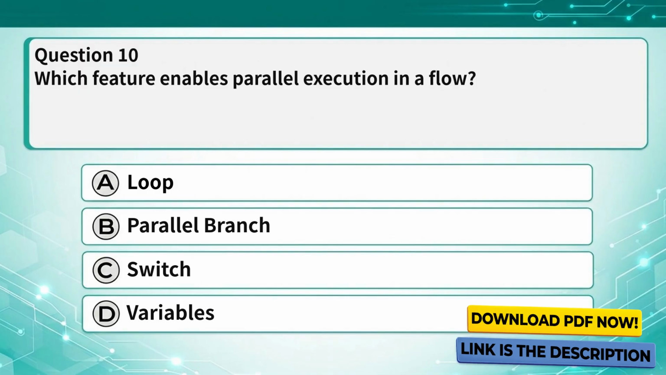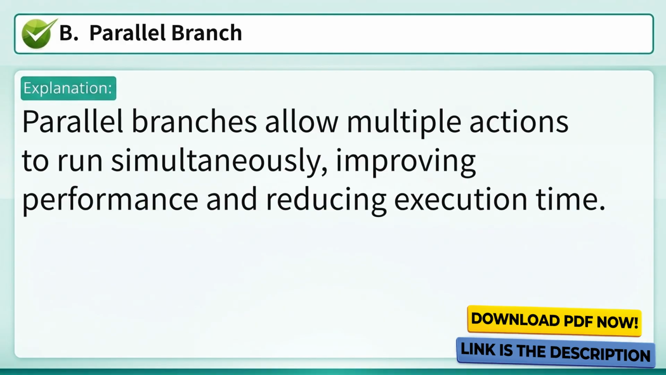Question 10. Which feature enables parallel execution in a flow? A. Loop. B. Parallel branch. C. Switch. D. Variables. Correct answer, B. Parallel branch. Explanation: parallel branches allow multiple actions to run simultaneously, improving performance and reducing execution time.